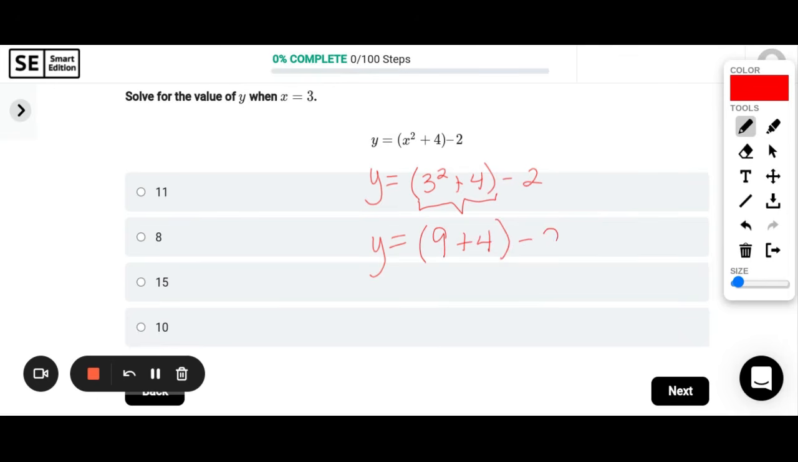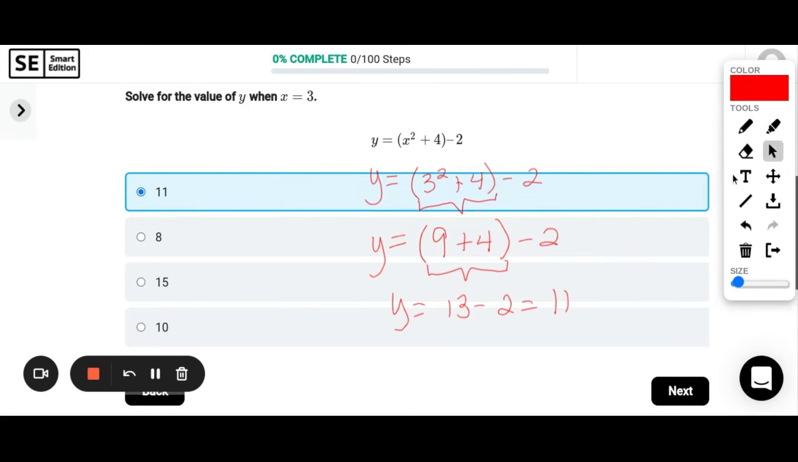So 3 times 3 is 9. And now I can do 9 plus 4 is 13. And when I subtract 2, I get 11. So when you plug x into this equation, you get 11.